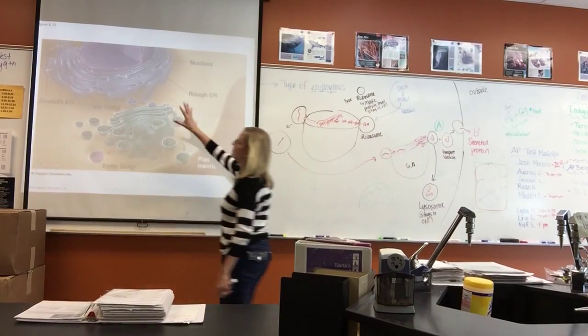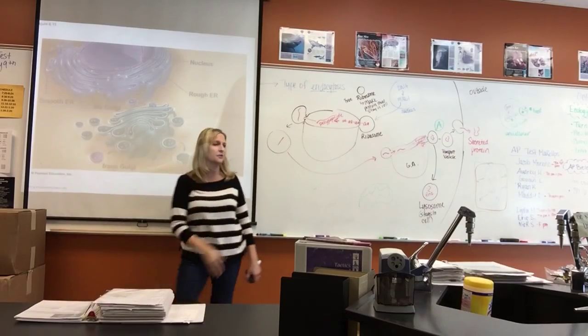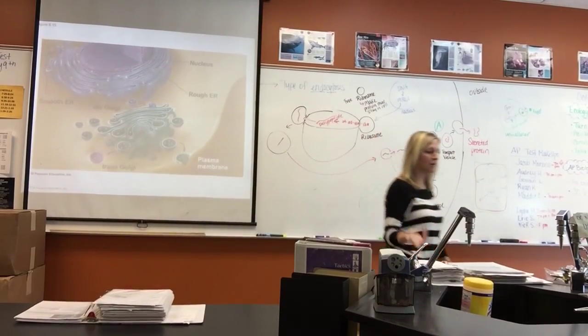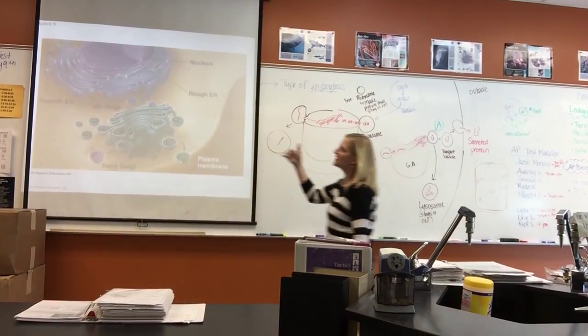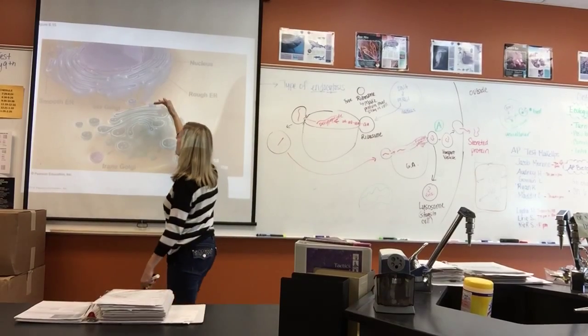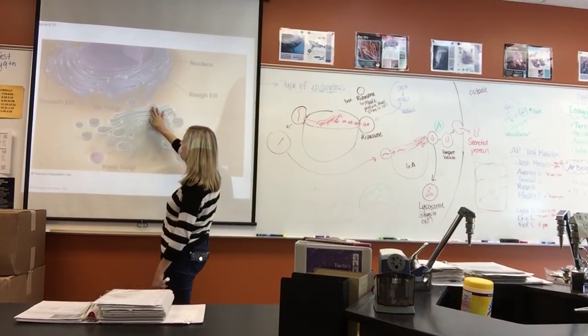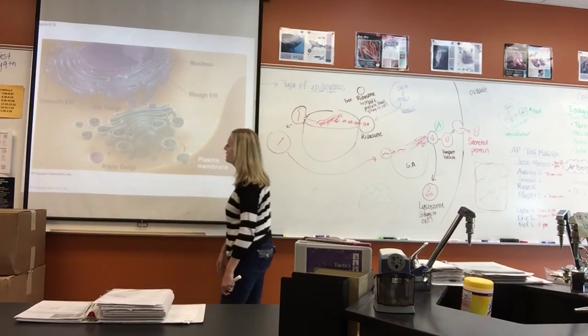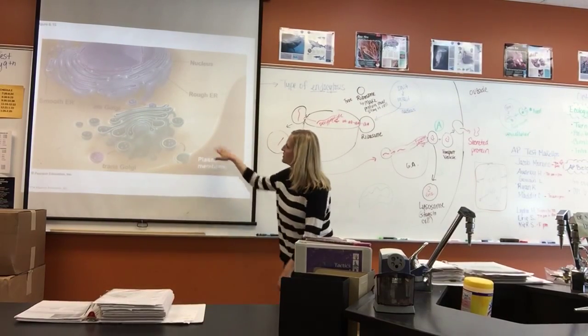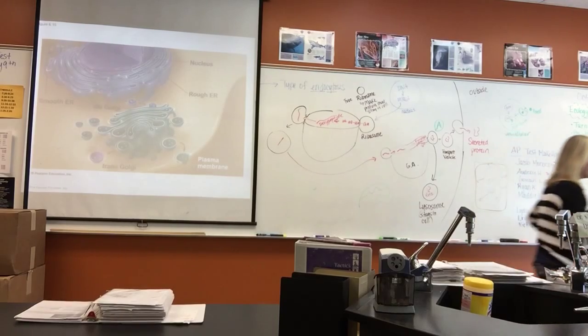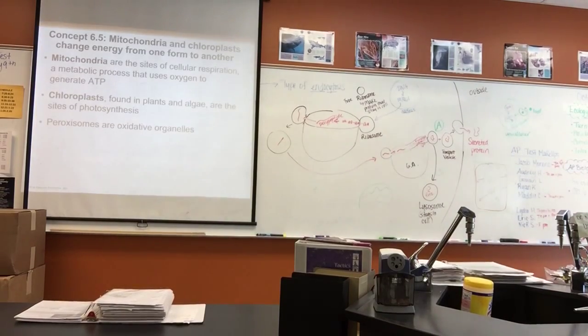Even though the Golgi apparatus isn't physically connected to the rough ER or the smooth ER, it essentially can be connected via these transport vesicles, because the transport vesicle could bud off of one and fuse with the other. All right, and so that's the whole endomembrane system.